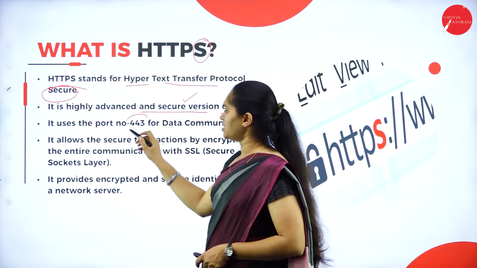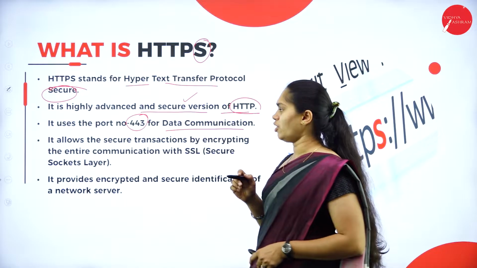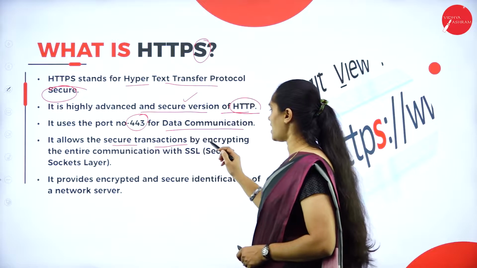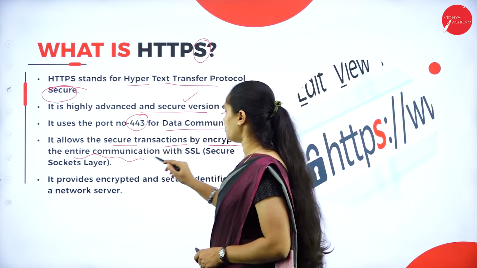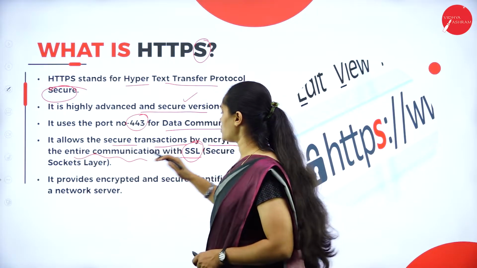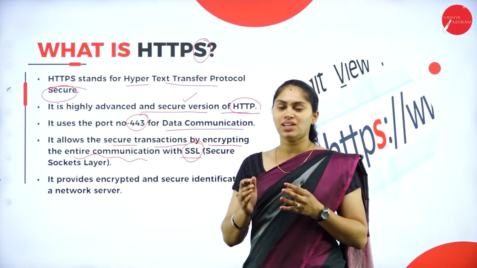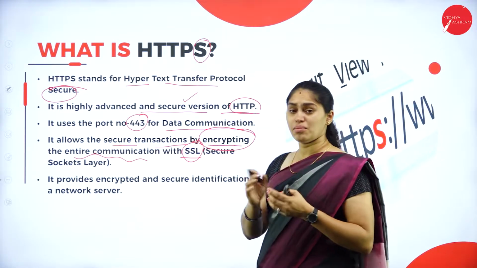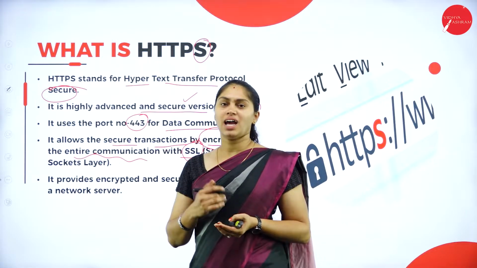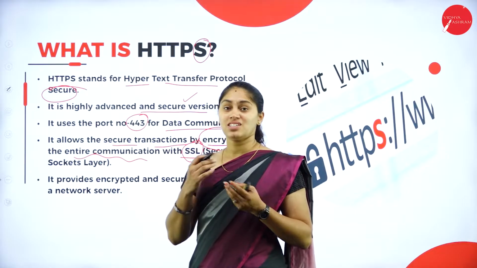Moreover, it uses port number 443 for the purpose of data communication. And also this allows secure transactions by encrypting the entire communication with SSL, that is, Secure Socket Layer. With the help of this Secure Socket Layer, whatever transactions we are having over the internet, everything is going to be encrypted. In between, nobody can change the content of it. Encryption: if you see your WhatsApp, there we have two-way encryption. So even in between, sender and receiver can't see the messages.